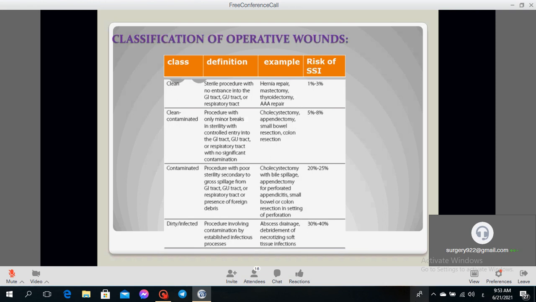Infection is 30 to 40%, approximately up to half of them.